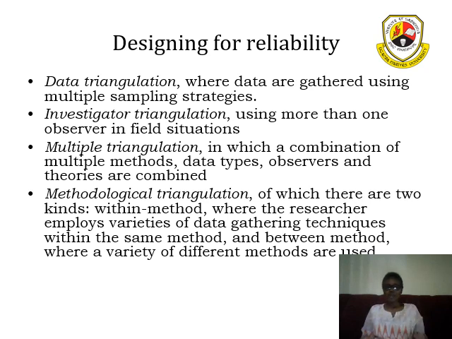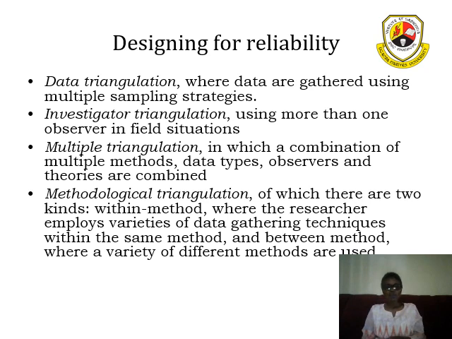So in designing for reliability, there are three areas we think about, and I've hinted on this time and time again. One is triangulation, when we try to use multiple sampling strategies. Two, investigation triangulation. We try to observe from more than one observer. For example, if I'm the researcher, I may employ somebody else also to give me their perspective. This may be a little bit expensive. If you're more than one researcher doing it, then you can try to get the perspectives of all.